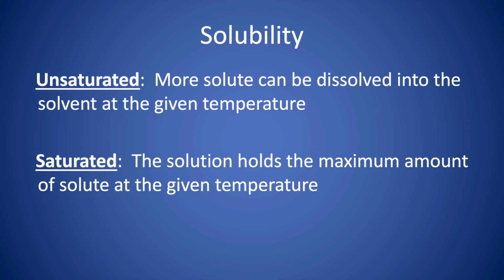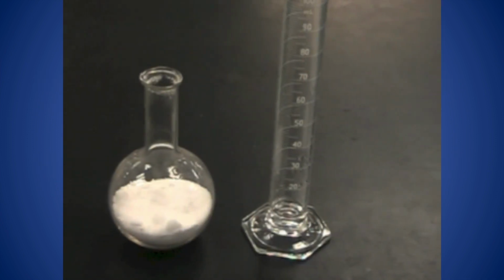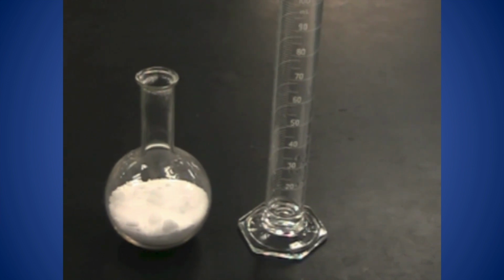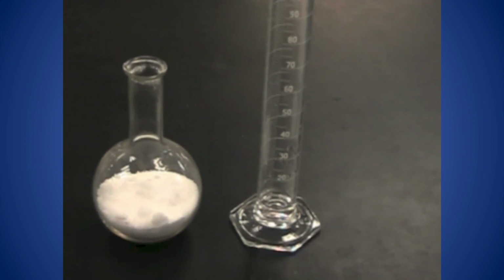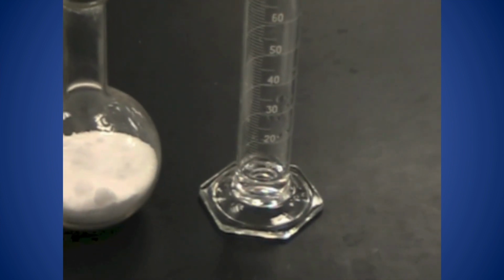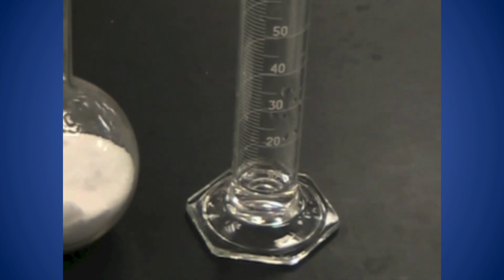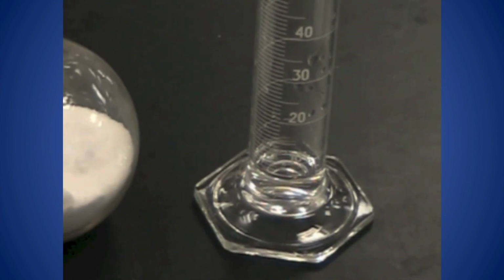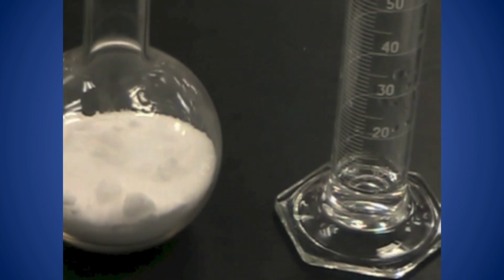So again, in our last video, we talked about the difference between a saturated and an unsaturated solution. Unsaturated just means we can dissolve more solute into the solvent. A saturated one is one that holds the maximum amount of solute at that given temperature. What we're going to look at now is a little demonstration that involves sodium acetate, because another one of the terms that we talked about yesterday was a supersaturated solution.